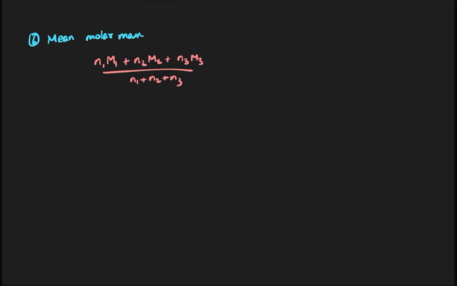Now let's see the next concept: mean molar mass. What is this mean molar mass? If there are multiple gases, then we find the mean molar mass. You take the number of moles of 1 and multiply it with mass of 1, plus number of moles of 2 multiplied with mass of 2, plus number of moles of 3 multiplied with mass of 3, and divide by the total number of moles, of whatever gas is present.